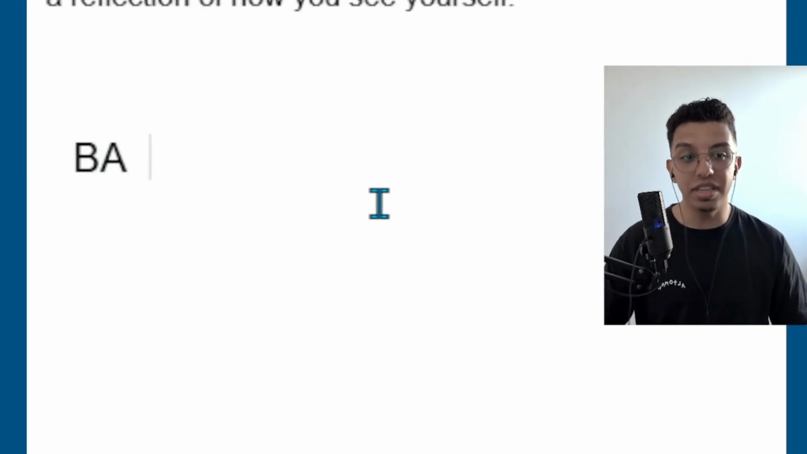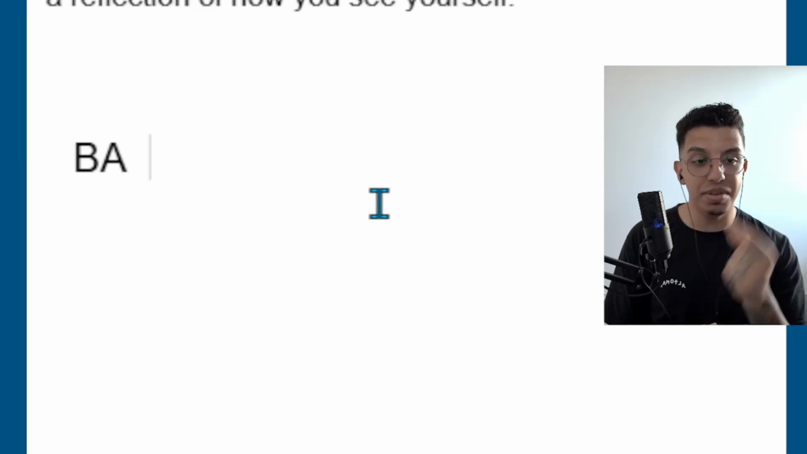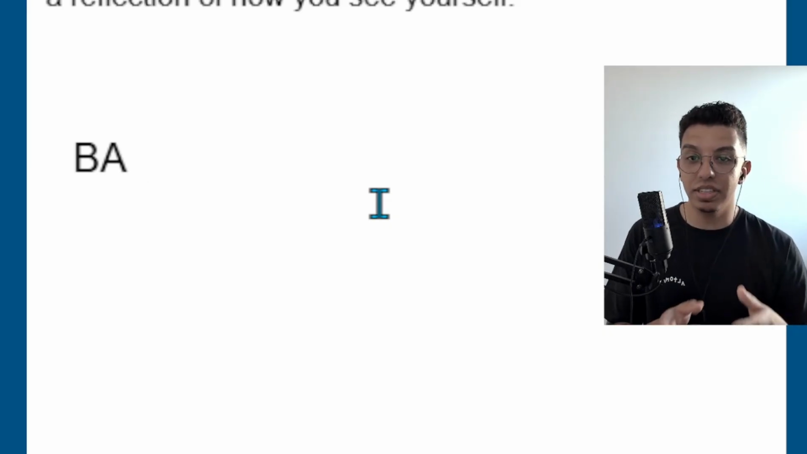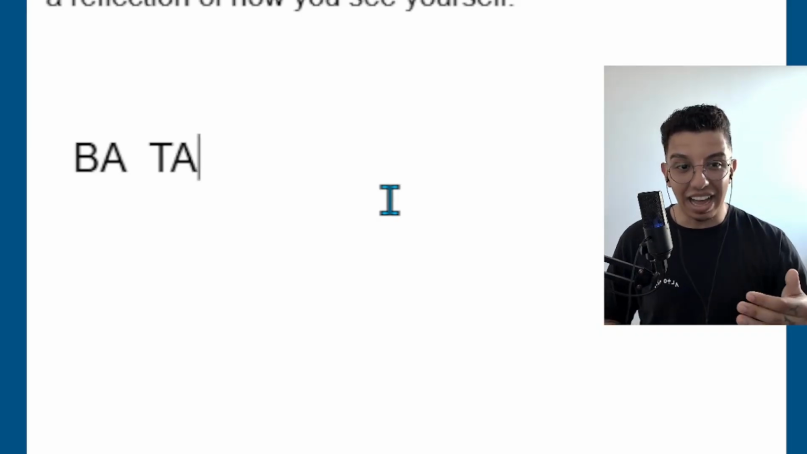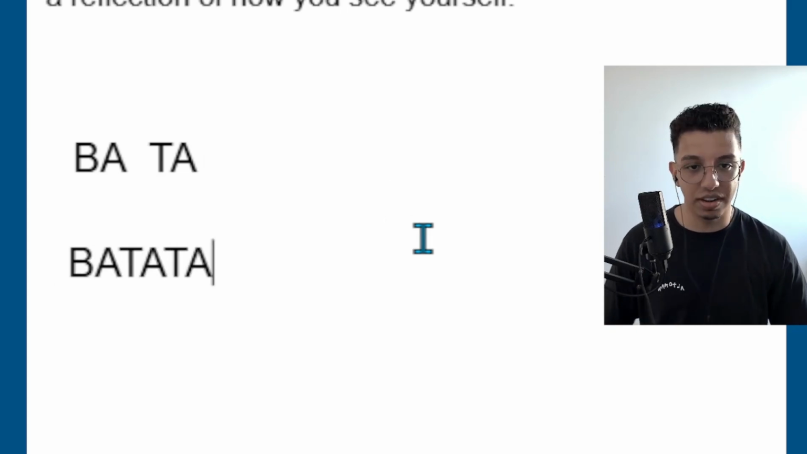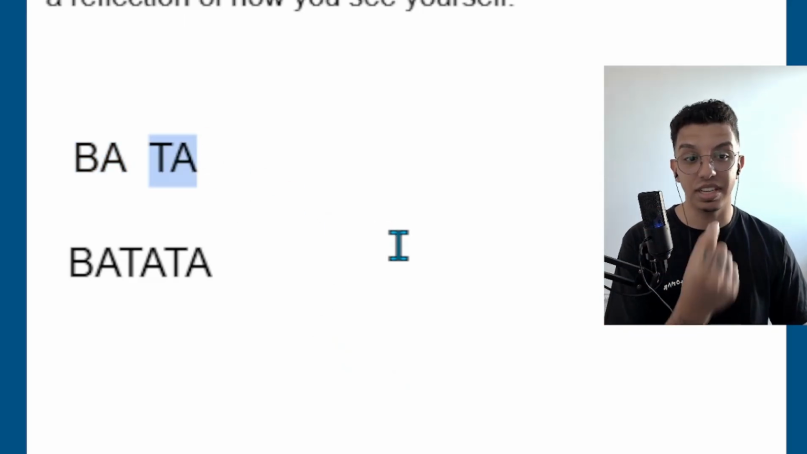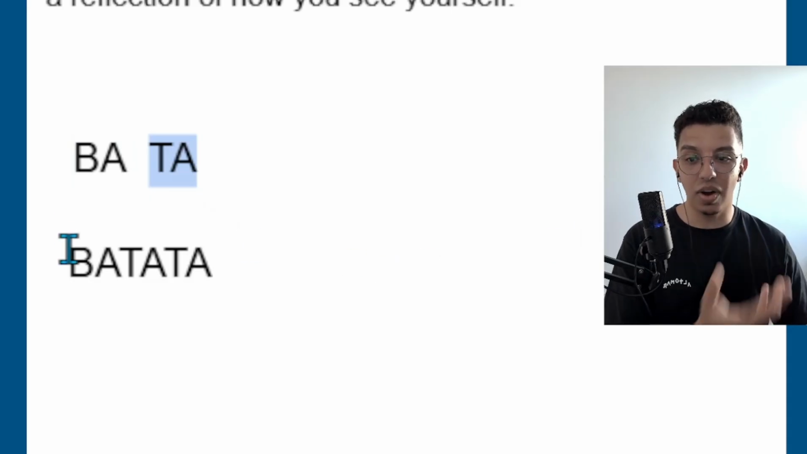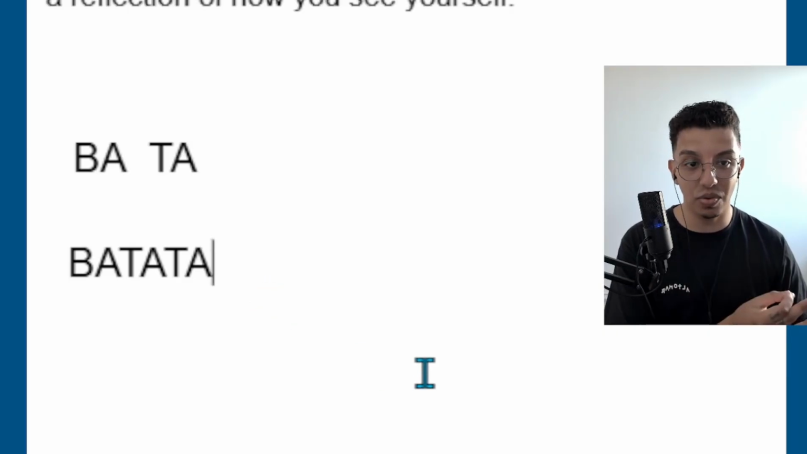BA will always be ba in Portuguese. In all the words, when you see BA, you say ba. And TA will always be ta in all the words. Like potato in Portuguese is this word. If you know that this syllable is ba and this syllable is ta, you know how to say potato. You say batata, batata, potato.